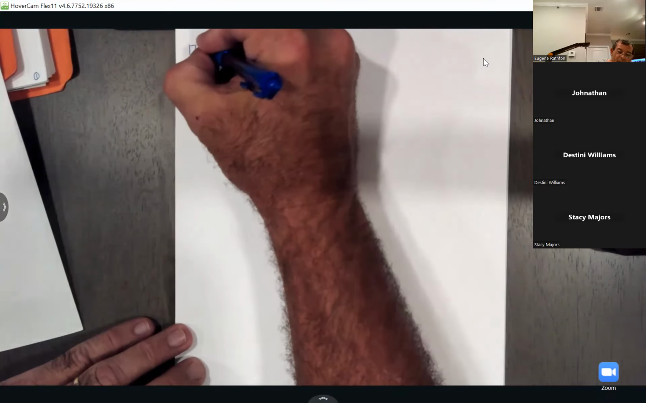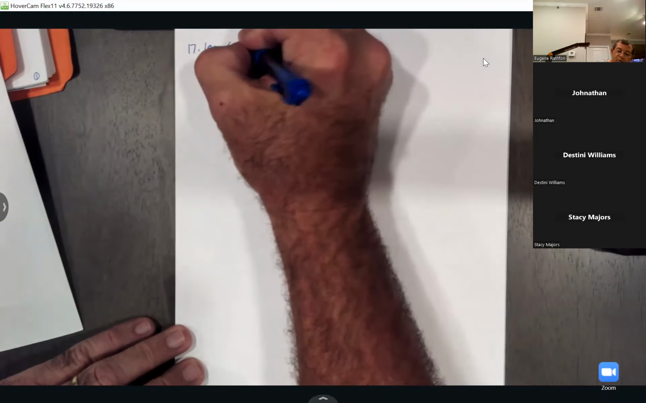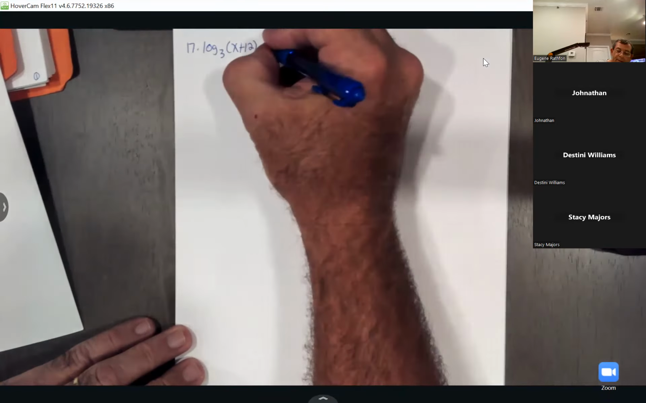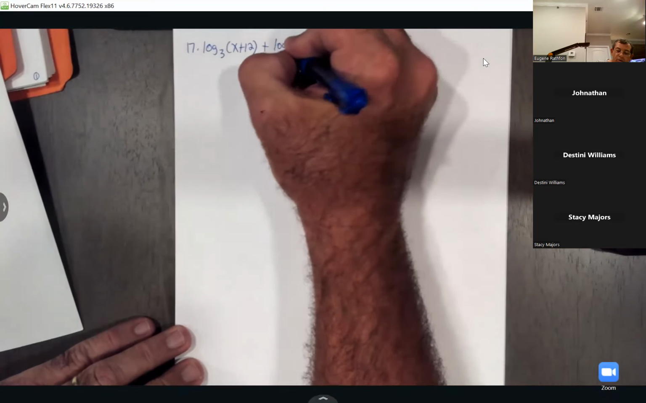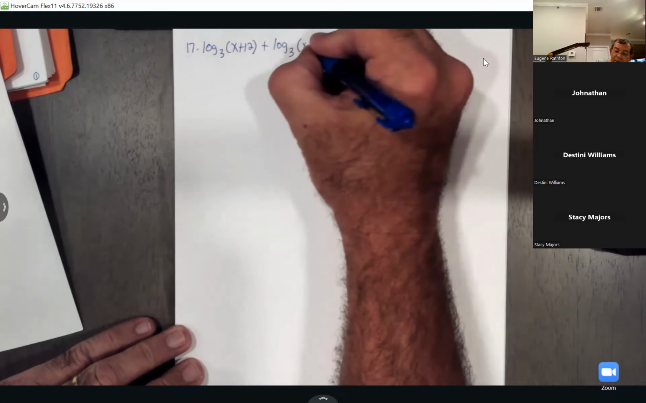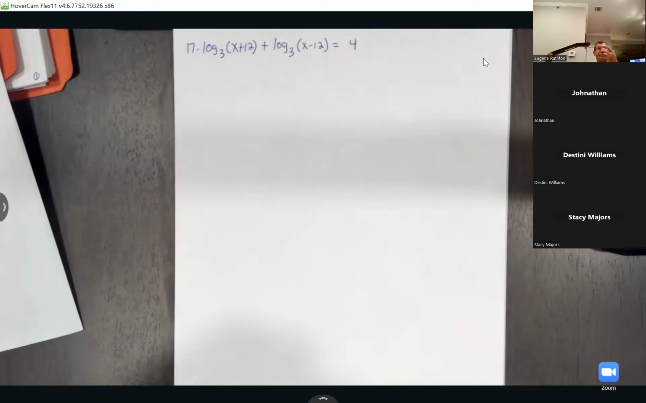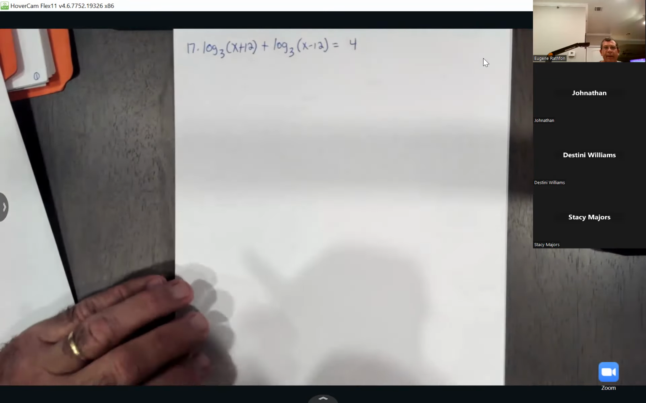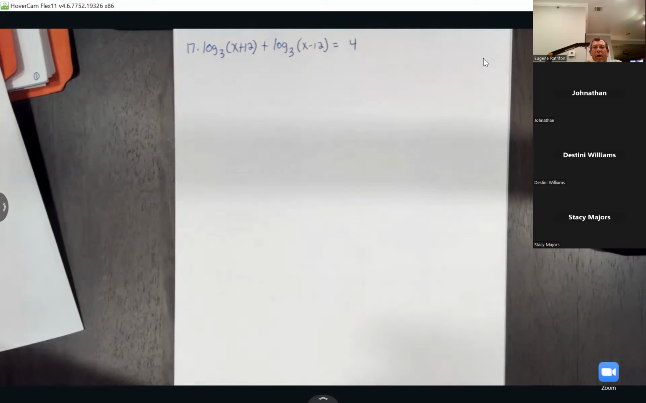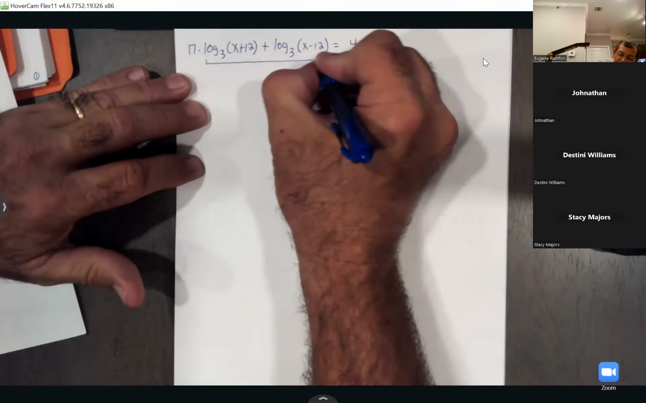17 log base 3 of X plus 12, plus log base 3 of X minus 12, is going to equal 4. So y'all, what's my first move? We're going to make that a single log.